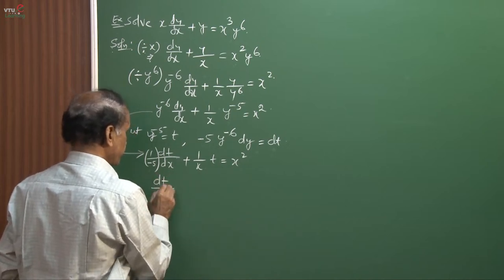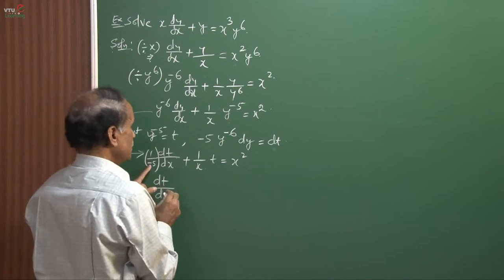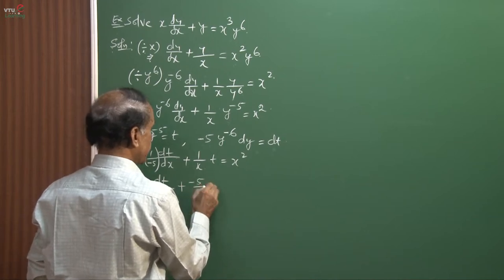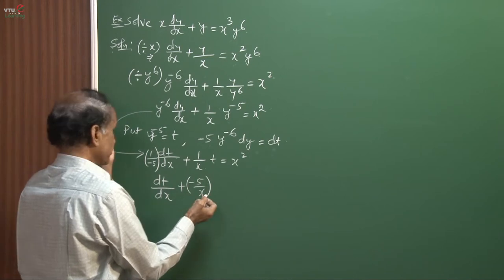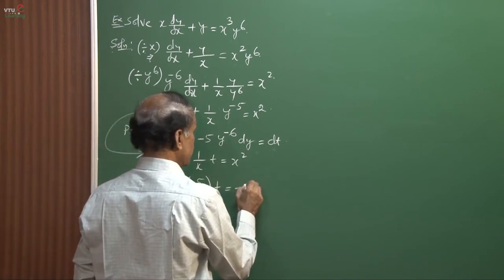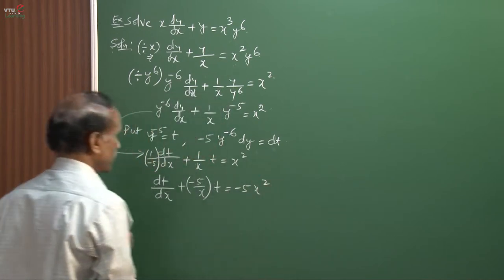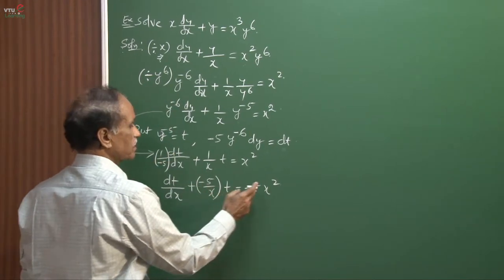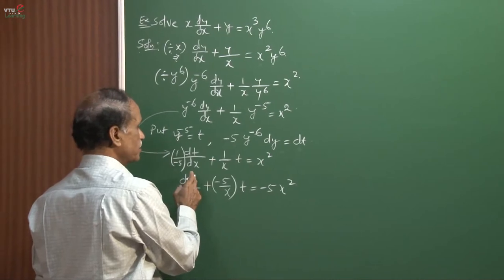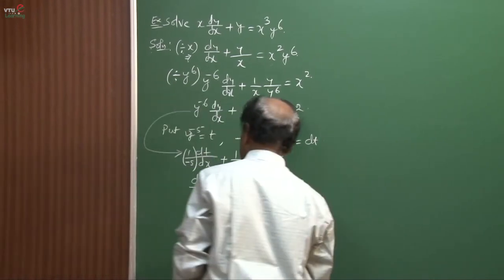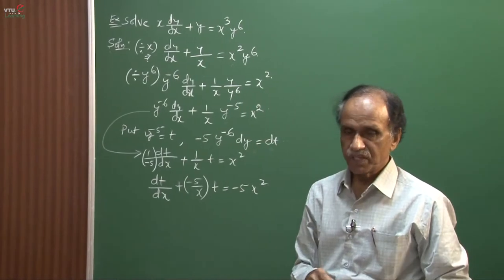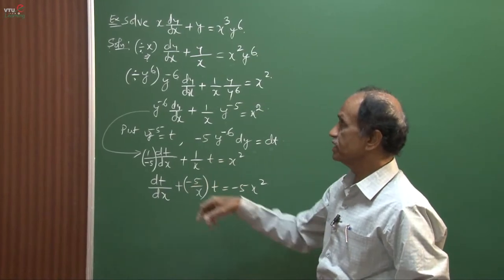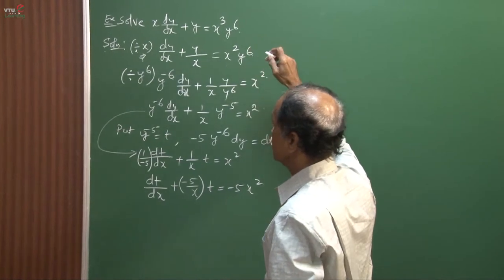Therefore, 1 by minus 5 is there, then you remove this minus 5, multiplying throughout by minus 5. Then dt by dx, I am removing here by multiplying by minus 5. So, minus 5 divided by x, along with p of x I will notice, then this is t, and minus 5 it is x square, because multiplying throughout by minus 5. Now this is x form, this is also x form. This is actually the dependent variable, the newly taken substitution. In place of y we have written t, so in terms of t we have to carry out as dependent variable.